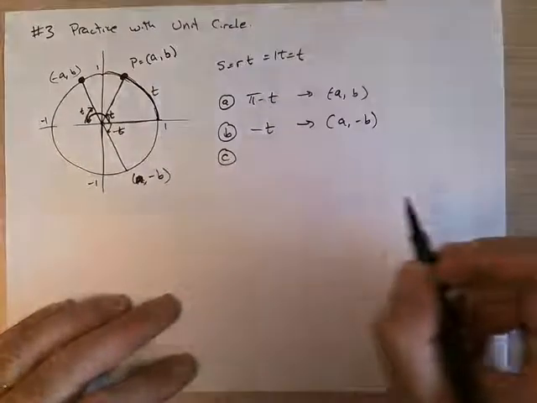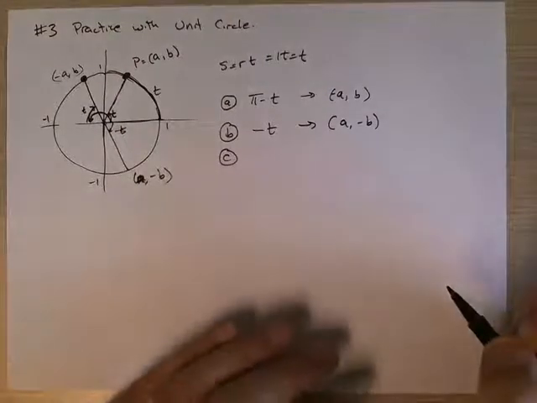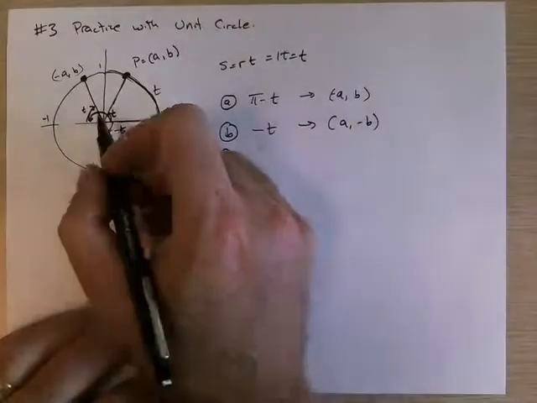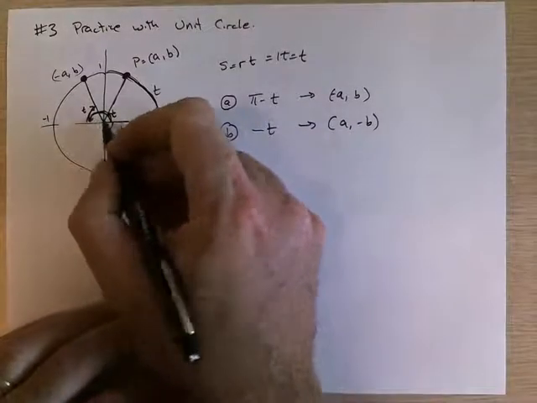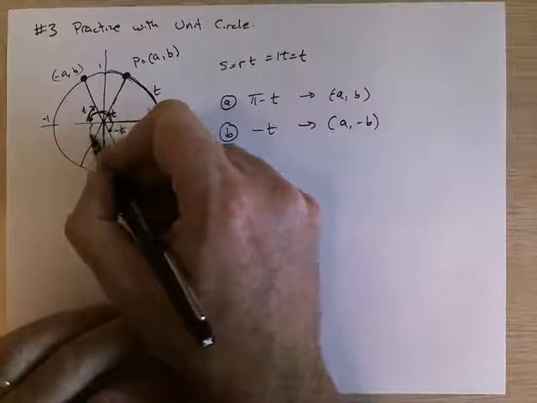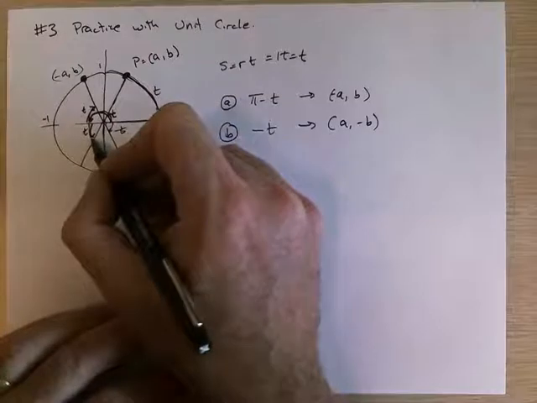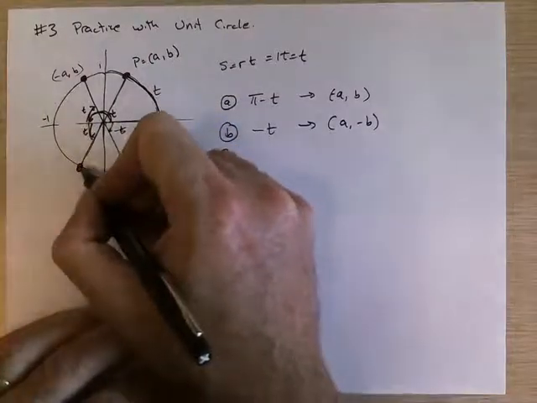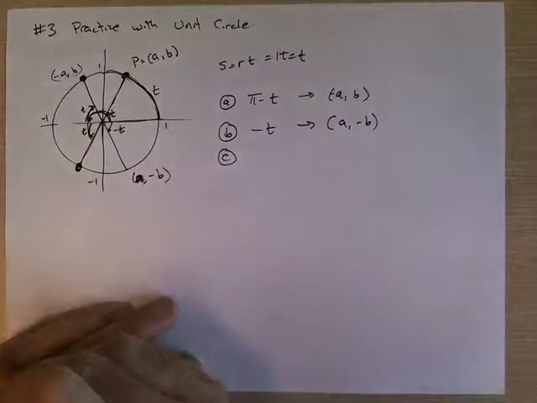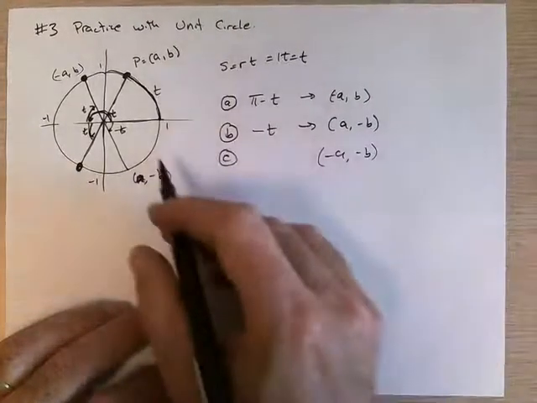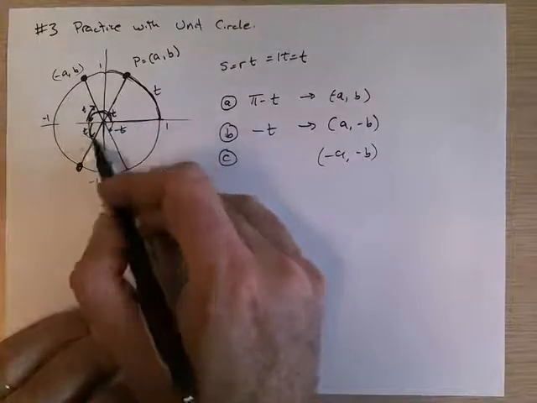Part C, what are we doing? Pi plus t. So you first turn through pi, and then you turn through t again here. So you've gone a total of pi plus t. What are the coordinates of the point here? Well, it looks like we're at (minus a, minus b) at that point. We've turned all the way around from t.